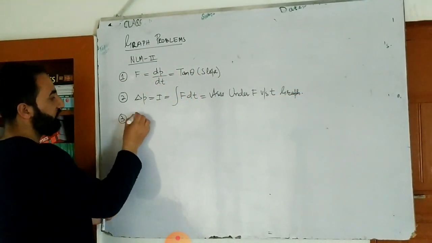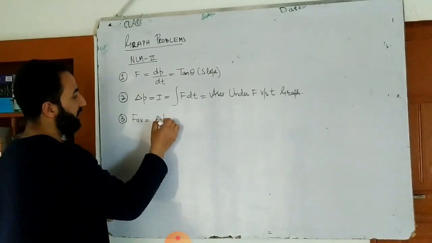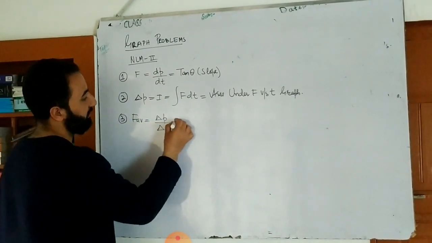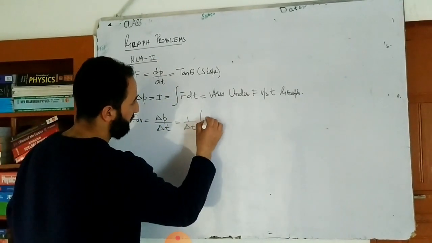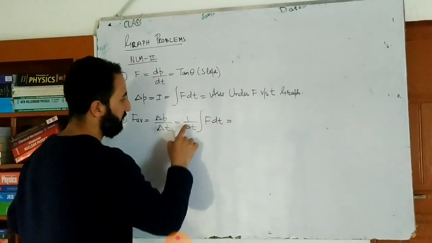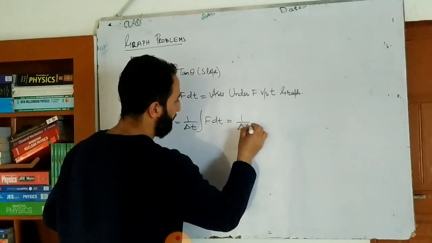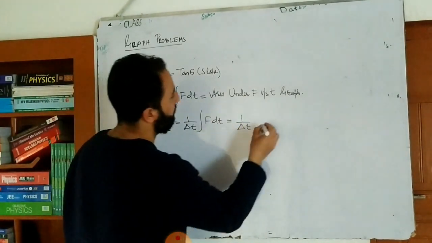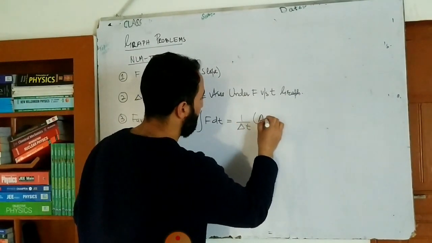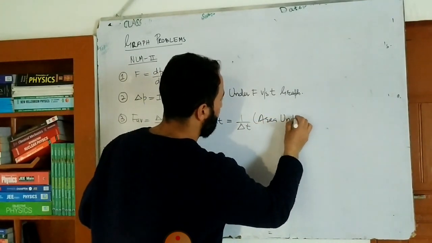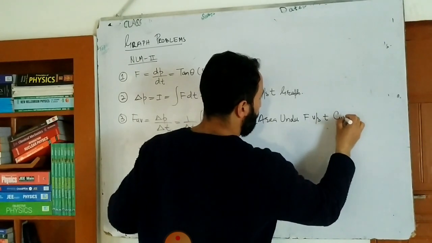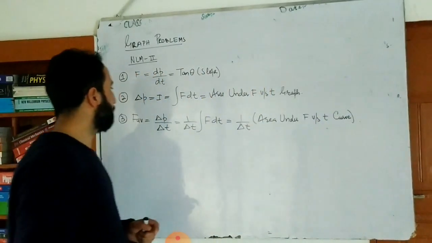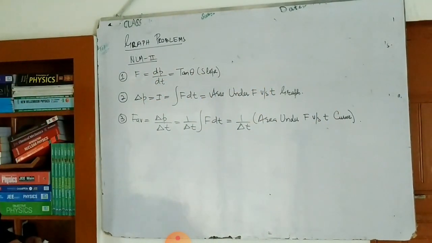Then number third: average force is equal to delta p divided by delta t, that is, 1 divided by delta t, and then we substitute the equation, so integration of F dt. So that is equal to 1 by delta t multiplied with the area under the F versus T curve. So first of all, write down all these 3 equations. First use slope, second area.